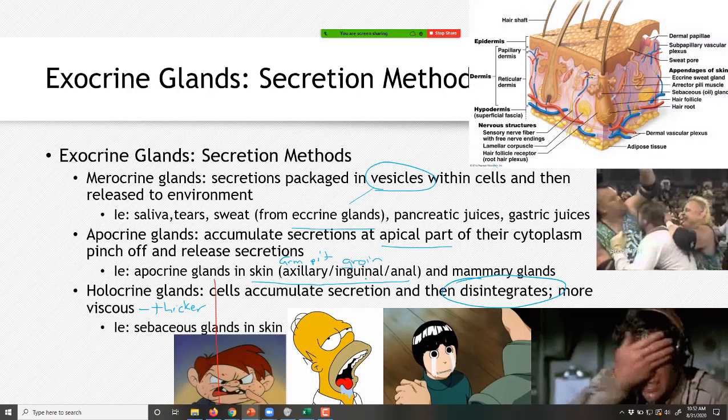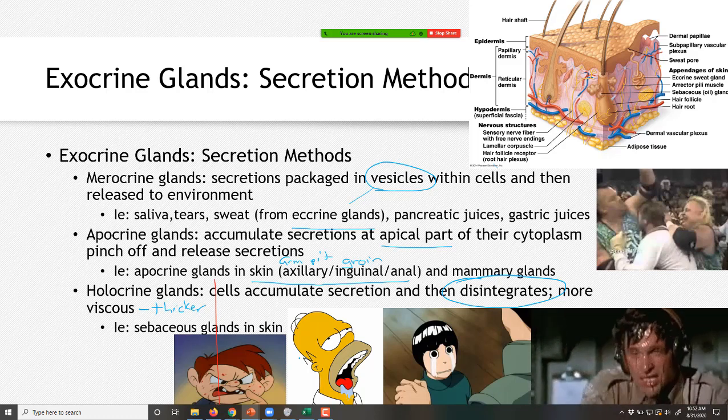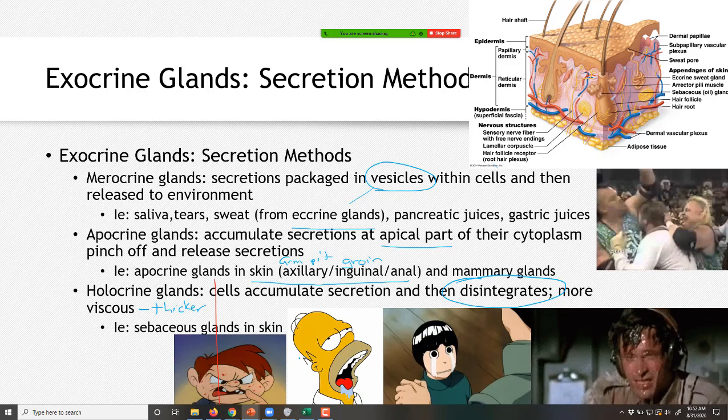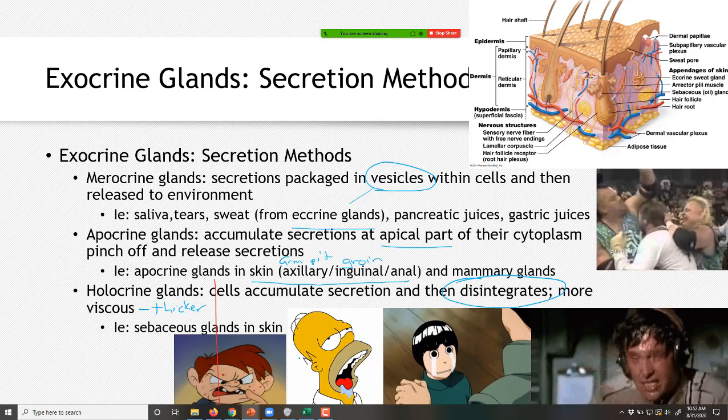An example of this are the sebaceous glands. And the sebaceous glands are going to be found on our skin. And if the duct of the sebaceous glands gets covered or gets blocked, it could potentially cause acne. Acne is pimples, basically.